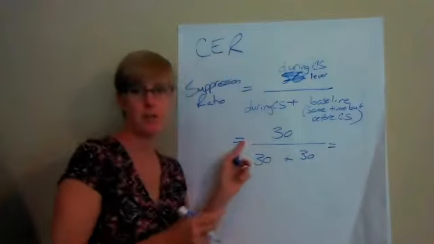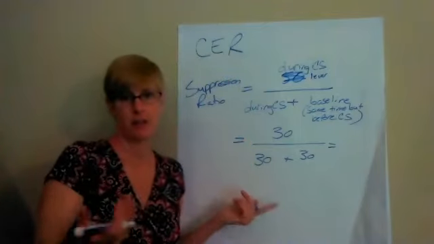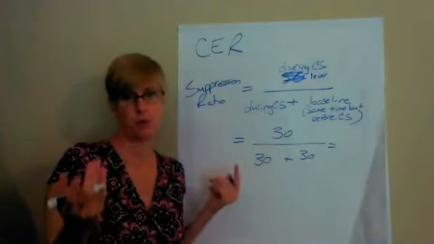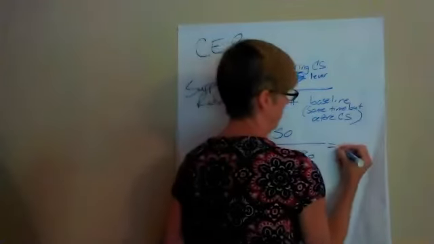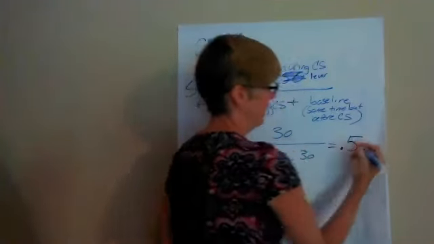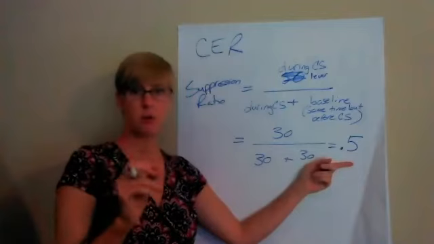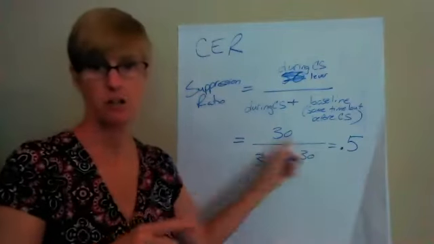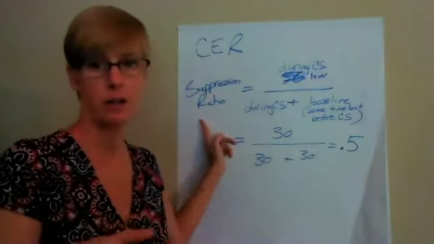Now, if we do the math here, 30 over 60 is a half. We'll put it as a decimal: 0.5. So 0.5 is the number you will get for a suppression ratio if your rat has not learned anything.